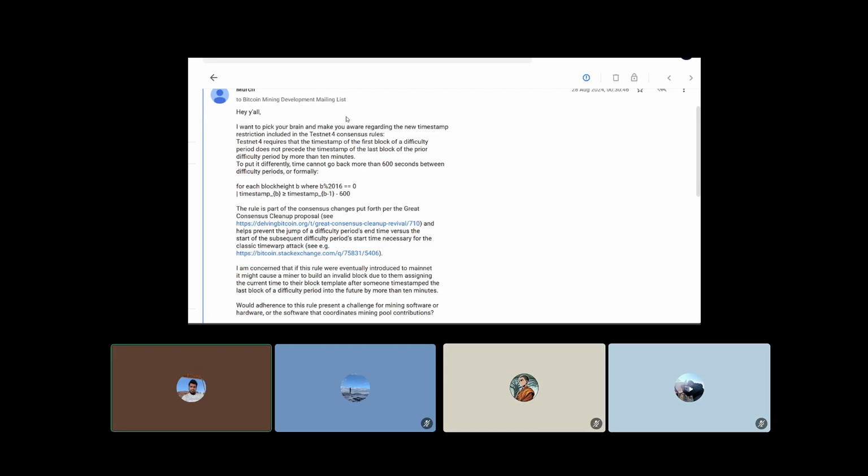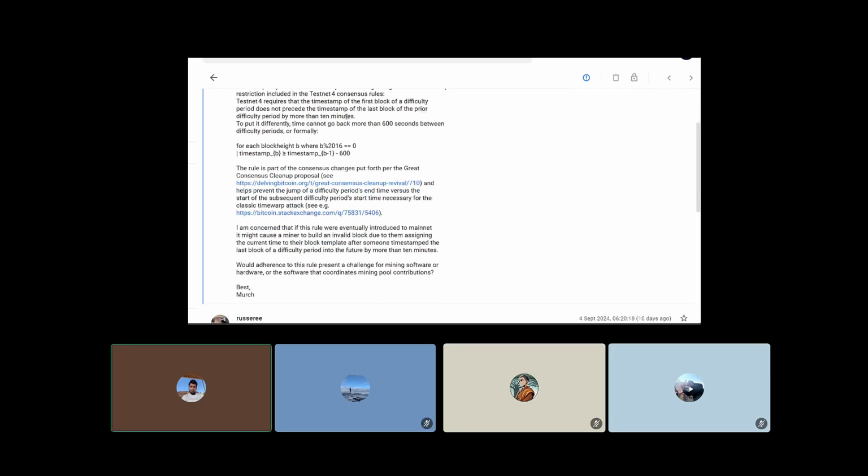Okay, this post is by Mark Erhardt. What does this post say? Hey y'all, I want to pick your brain and make you aware regarding the new timestamp restriction included in the testnet 4 consensus rules. Let me zoom in, I think the font is very small. Testnet 4 requires that the timestamp of the first block of a difficulty period does not precede the timestamp of the last block of the prior difficulty period by more than 10 minutes.